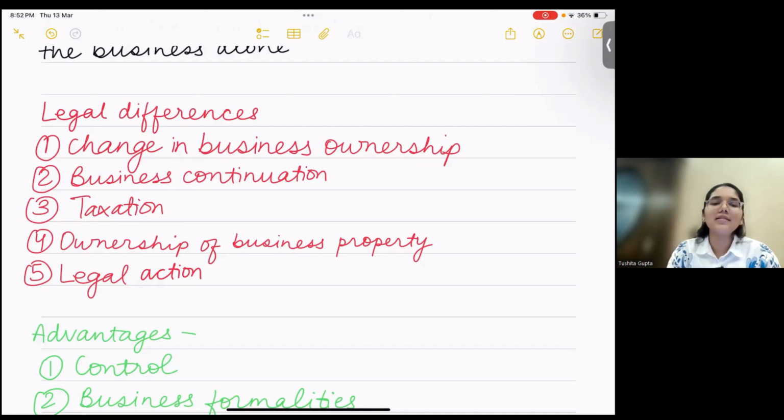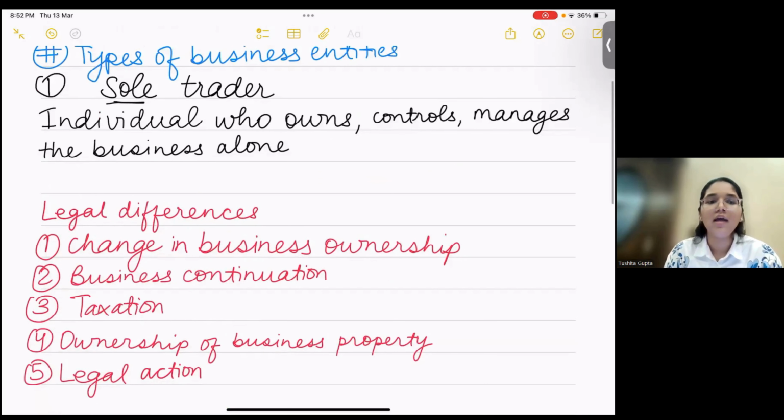Now coming towards the fourth factor, which is the ownership of business property. As we were talking about in the very definition, the individual is owning the business. So all of the ownership of the business property is in my name. I am the owner of all of the assets that the business actually has.